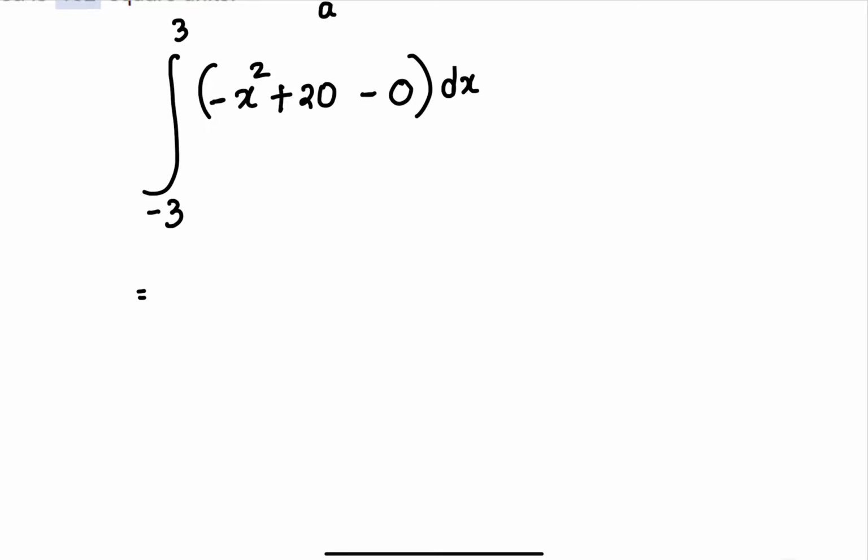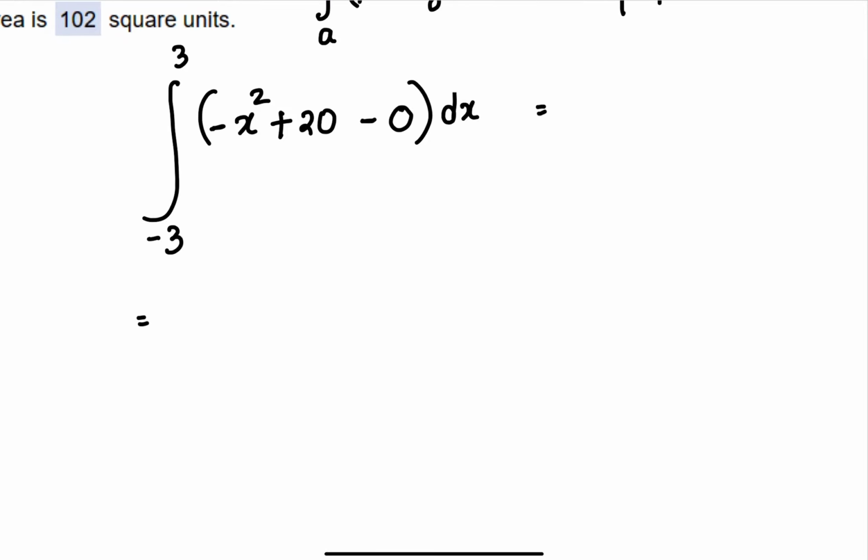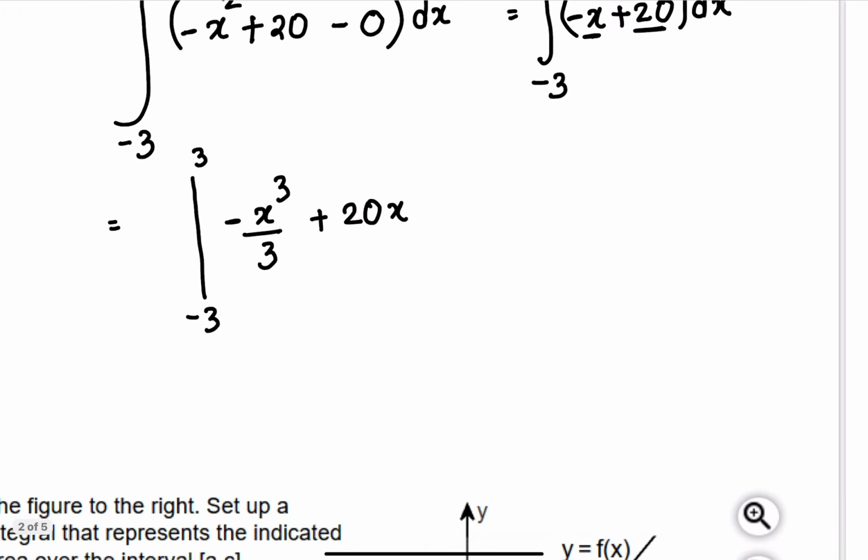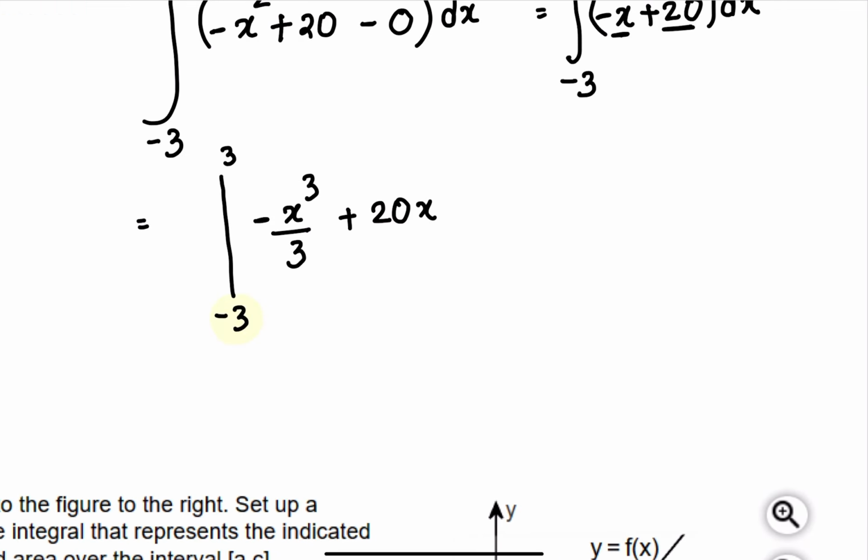Once we've done that, let's go ahead. When I simplify this one, what do I end up with? I end up with the integral from -3 to +3 of -x² plus 20 dx. And when I find the integral, this is from -3 to +3. Integral of -x² is -x³ over 3. Integral of 20 is +20x.